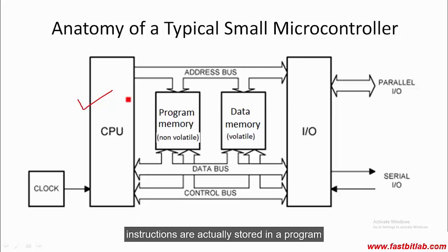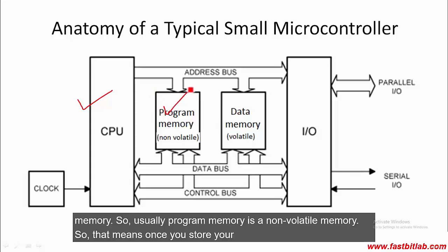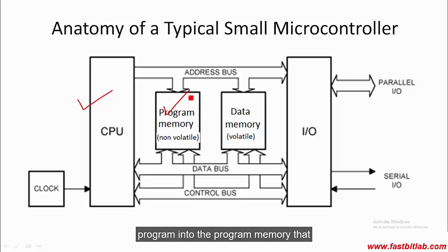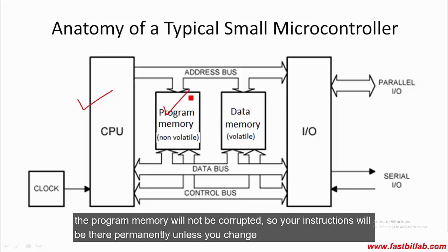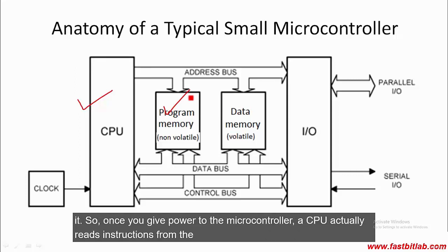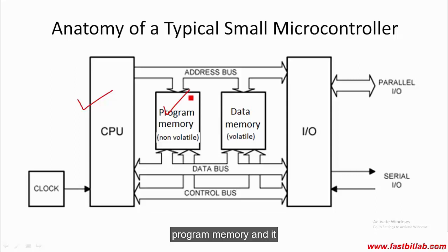And those instructions are actually stored in a program memory. Usually program memory is a non-volatile memory. That means once you store your program into the program memory, that is permanent. I mean, you can erase it, you can write different programs, but even if you take out the power from the microcontroller, the program memory will not be corrupted. So your instructions will be there permanently unless you change them. Once you give power to the microcontroller, the CPU reads instructions from the program memory and executes them.